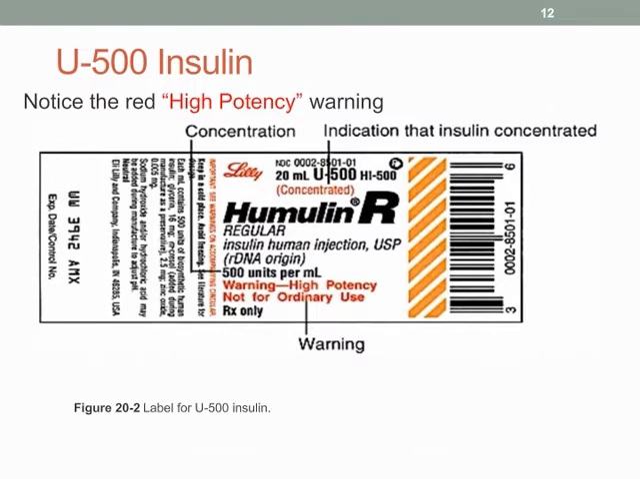U500 insulin, very important to read the label. Notice the red high potency warning on the label. You'll see that it is U500 and it says Humulin R. Now, doesn't that look good? That wants to confuse us with our rapid short-acting insulin, that's our regular insulin. However, according to the research that I have found, this insulin acts more like NPH versus regular insulin.